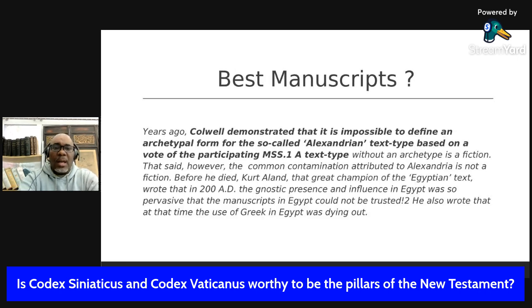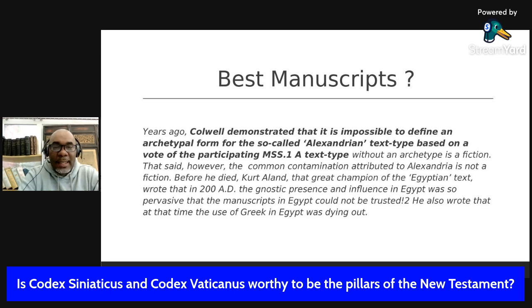Here's something interesting. E.C. Colwell, Ernest Cadman Colwell, demonstrates that it's impossible to define an archetypal form for the so-called Alexandrian text type based on a vote of participating manuscripts. Without an archetype, a text type is a fiction. That said, however, the common contamination attributed to Alexandria is not a fiction.